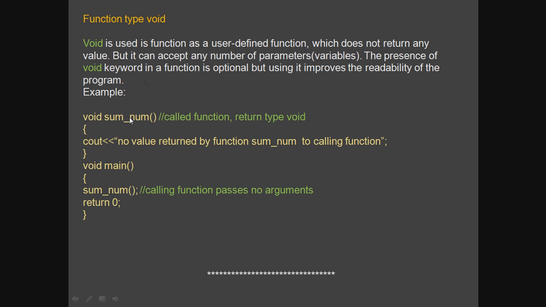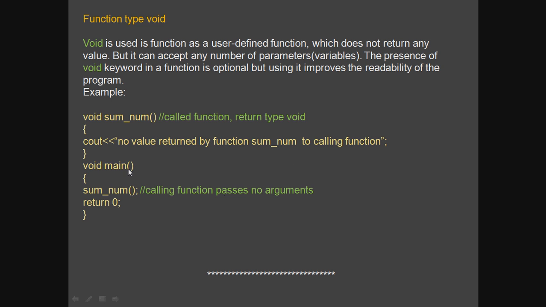Clear? So in this example, you can see, based on the first sum of two numbers program that we have seen, here void sum num, this function does not return any value, nor does it accept any parameters or arguments. So that's why the return type is void. Here only this message, no value returned by the function sum num, is displayed. So this function does not return any value to the calling function.